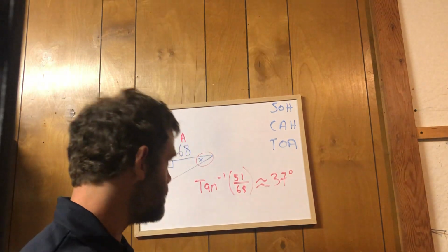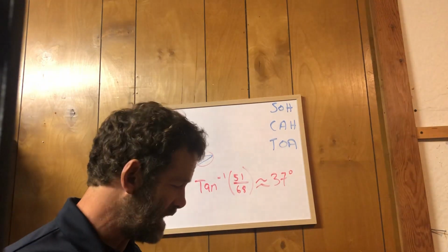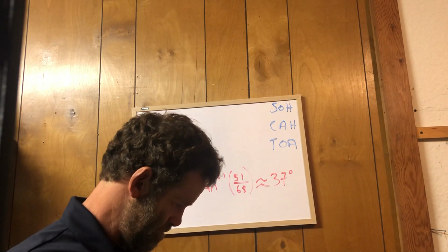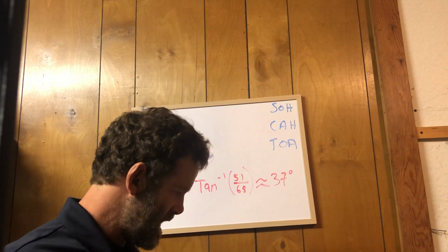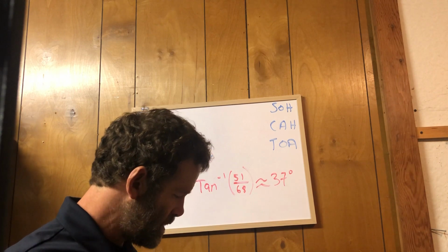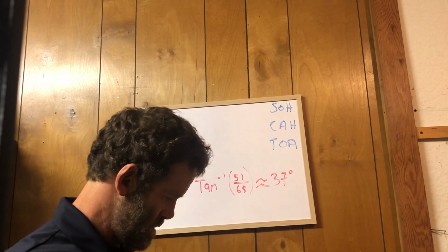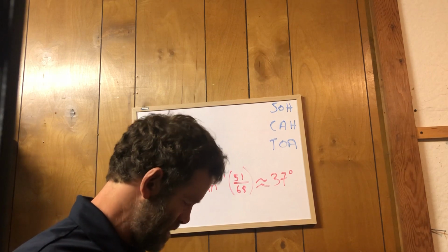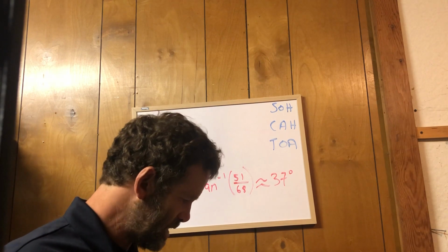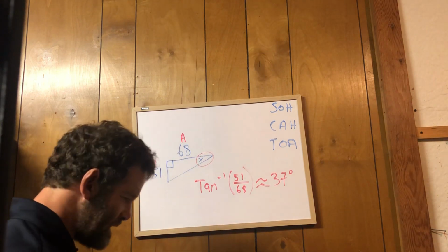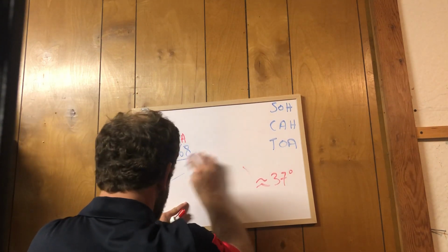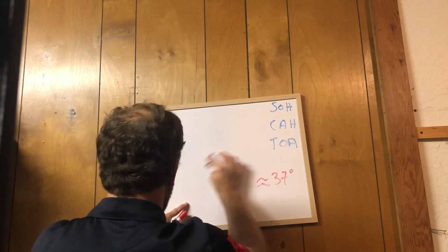Now, I'm going to teach you how to find a missing side. And this is a little more in depth. I am going to give you step by step how to do it. Okay, so let's say you have a right triangle.